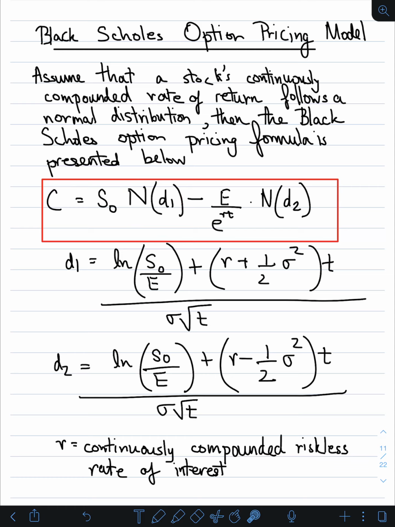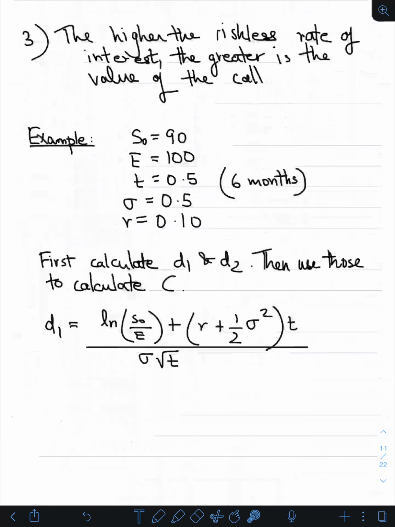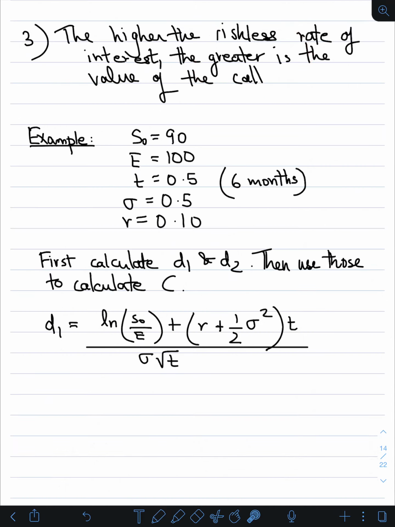The first relationship is the higher the ratio of the current stock price to the exercise price, the higher is the value of the call. The longer the time to maturity, which means the higher the value of T, the higher is the value of the call. And the third one is the higher the riskless rate of interest, the greater is the value of the call. In the next video, we'll do an example that actually works out the solving of this Black Scholes model, and continue on.